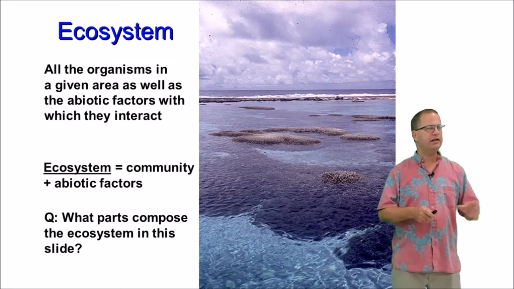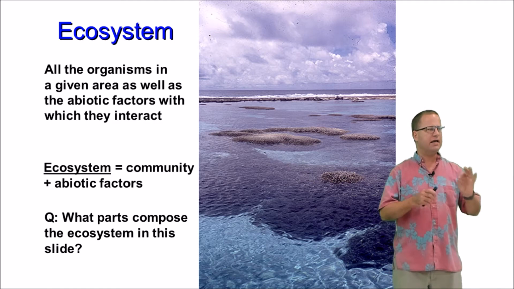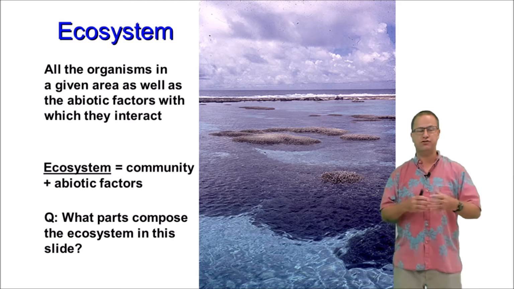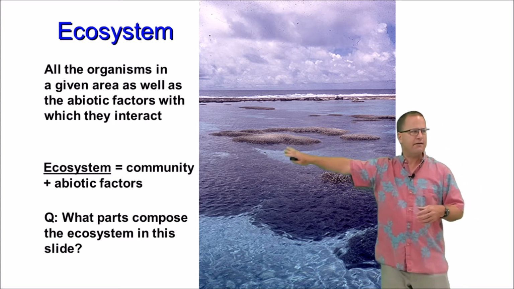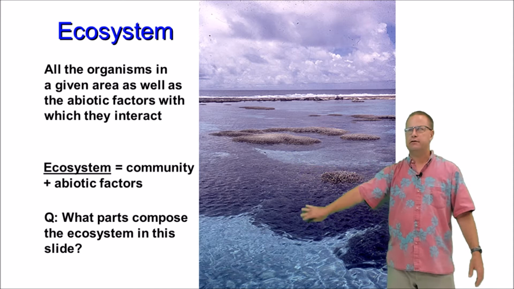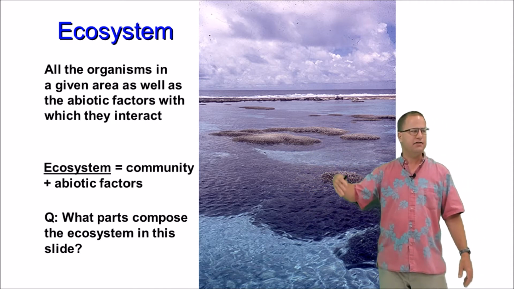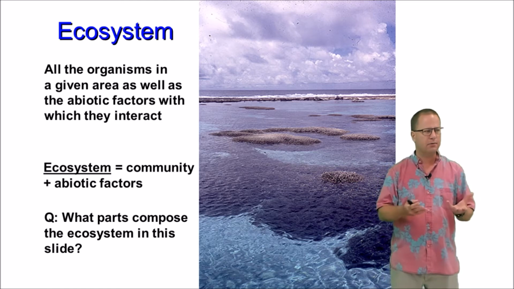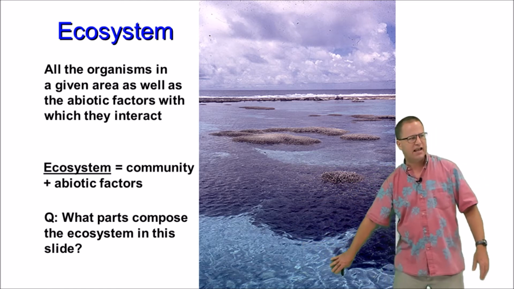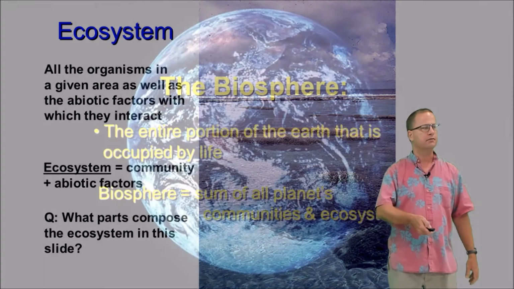And then finally, we get something called the ecosystem. The ecosystem is all the organisms in a given area, as well as the biotic and abiotic factors with which they interact. For example, right here we have a coral reef, and think about what the organisms are. Well, first of all, those are the corals. The corals are actually animals. We probably have some fish in there as well. We probably have some other invertebrates. But then we have the abiotic factors. We have the water. We have the sand. All this contributes to the coral reef ecosystem.